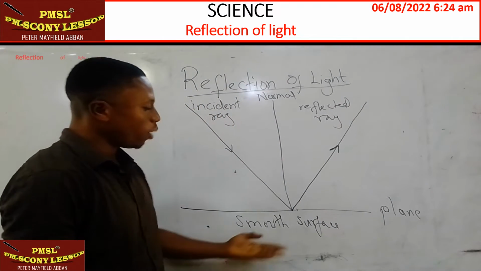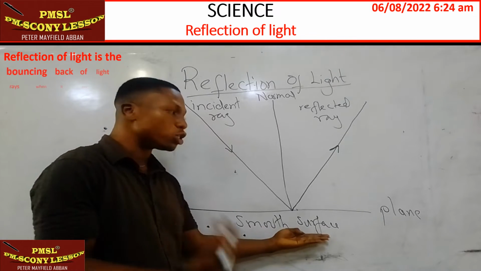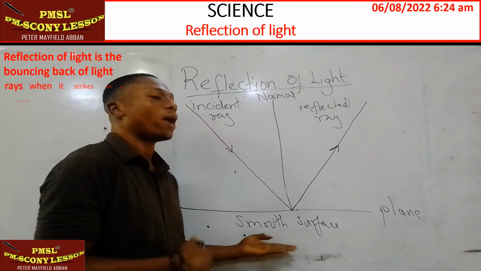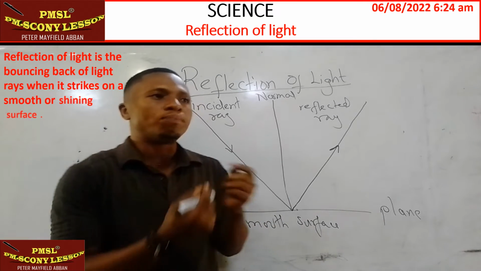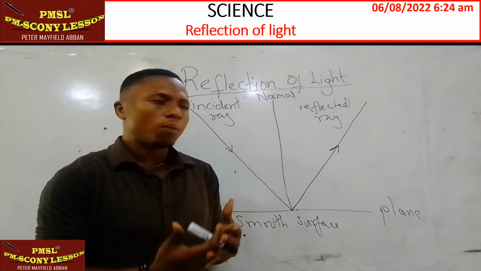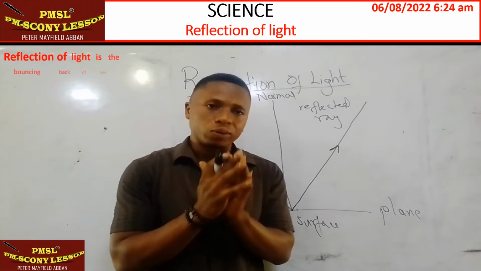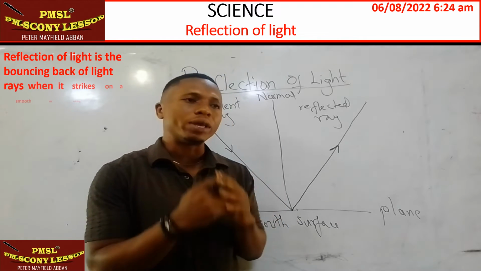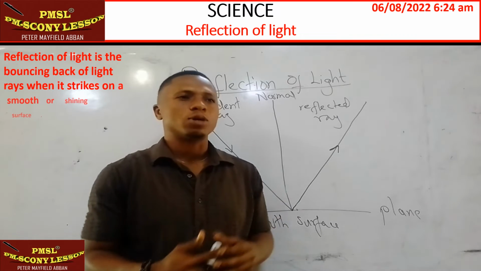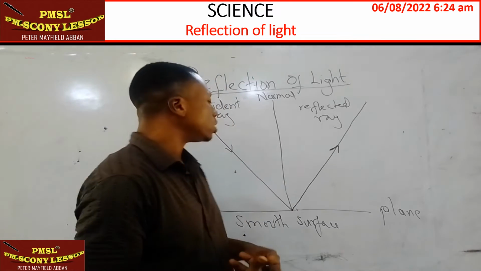So now we have our smooth surface. Remember, this smooth surface can also be called a shining surface or a polished surface. This means that before light bounces back, the light ray must encounter a smooth surface, must strike the shining surface, before the light will bounce back.